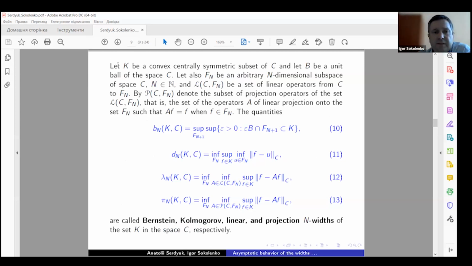Definitions. Let K be a convex centrally symmetric subset of C, and let B be the unit ball of the space C. The quantities b_n(K,C) of form 10, d_n(K,C) of form 11, lambda_n(K,C) of form 12, and pi_n(K,C) of form 13 are called the Bernstein, Kolmogorov, linear and projection widths of the set K in the space C respectively.